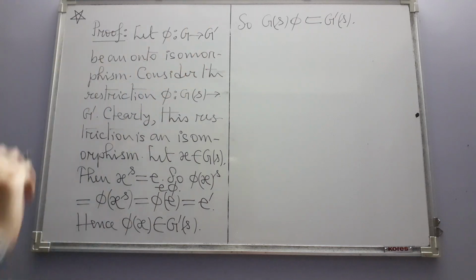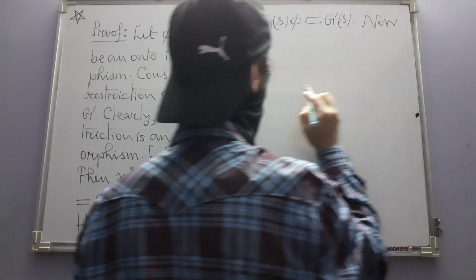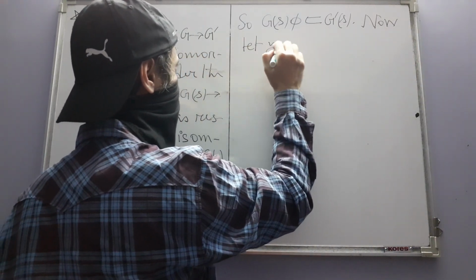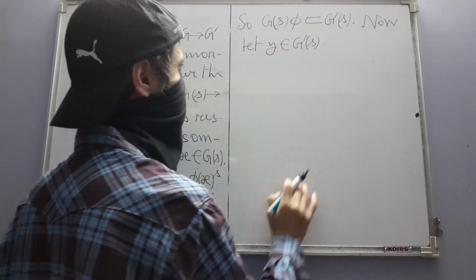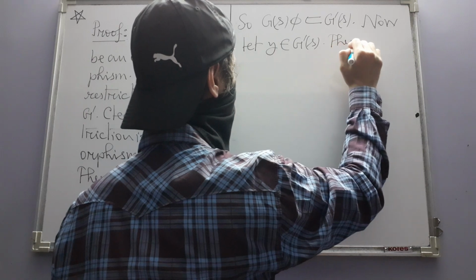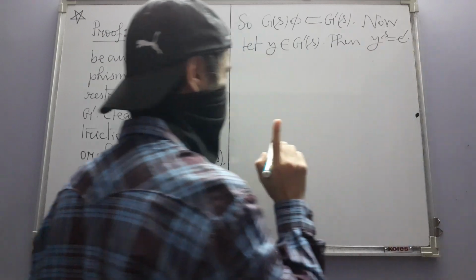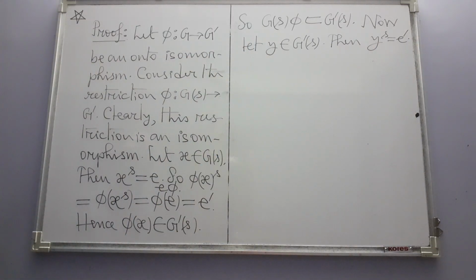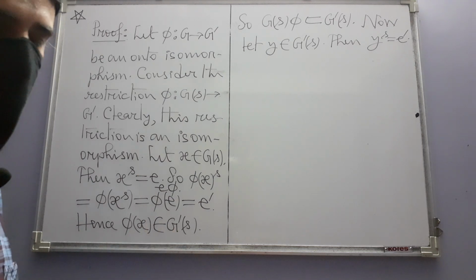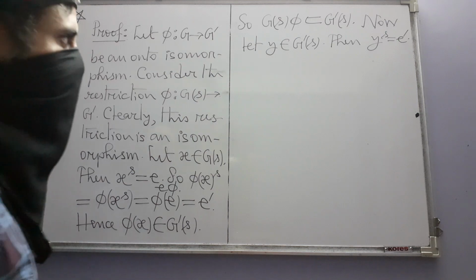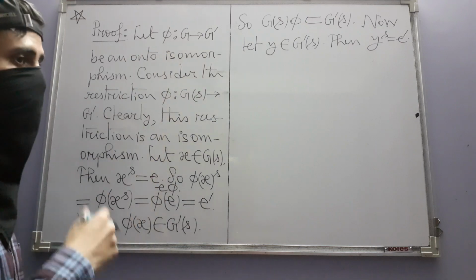Now let us consider an element there. Now let y belong to G prime of S. Then y to the power S is equal to e prime. So that is one thing. And the other thing is that y being an element of G prime of S is after all an element of G prime, because G prime of S is a subgroup of G prime.